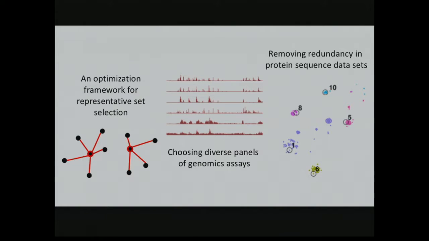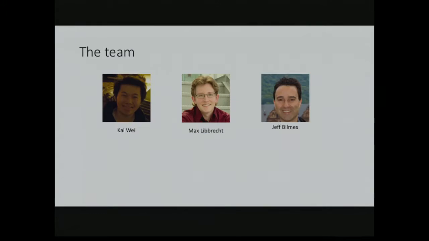Okay, so the structure of the talk is first I'm going to tell you about an optimization framework for this representative set selection problem, and then to talk first about choosing panels of genomics assays, and then a little bit about the protein set selection as well. And I should say that this is joint work with my longtime collaborator Jeff Bilmes in electrical engineering, a graduate student in my lab, Max Libbrecht, and a graduate student in Jeff's lab, Kai Wei. I'll talk more later about what the different roles are.